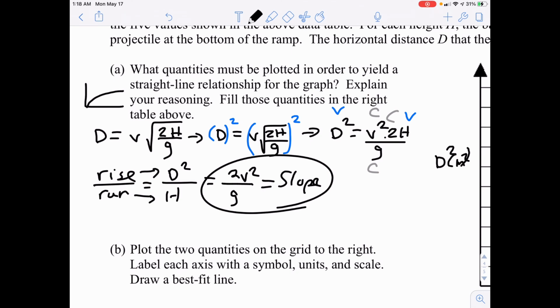How do I find g? Swap those. g is going to end up being 2 times the velocity squared over your slope. So let's go ahead and find the slope.